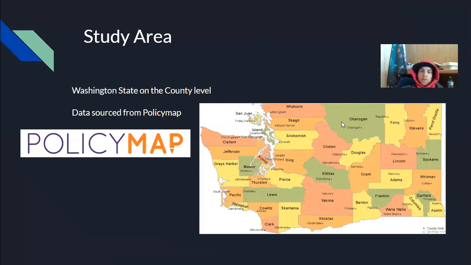So, the study area. Here I have a map of Washington with the counties all nicely named, and the capitals of the counties. This data is sourced from PolicyMap. That's where I got the data for the COVID cases per capita for the counties in Washington State.